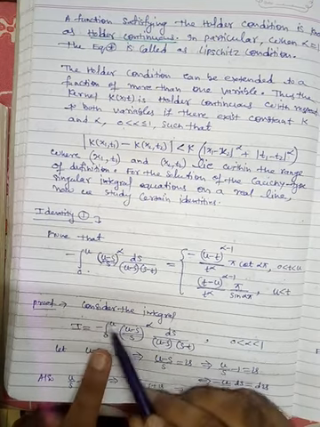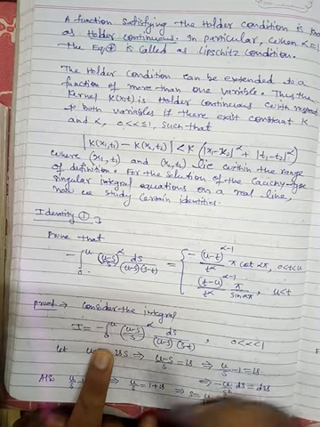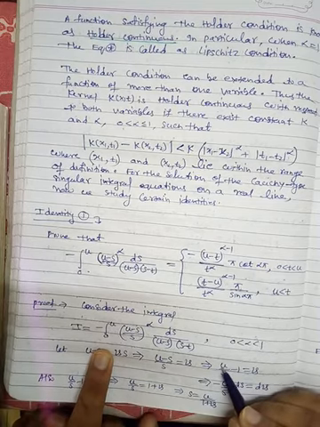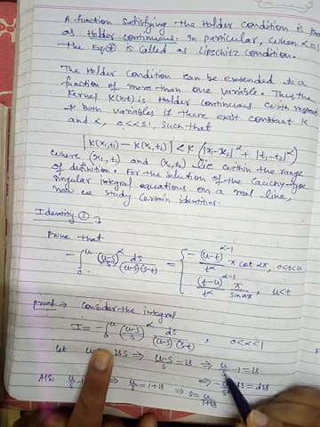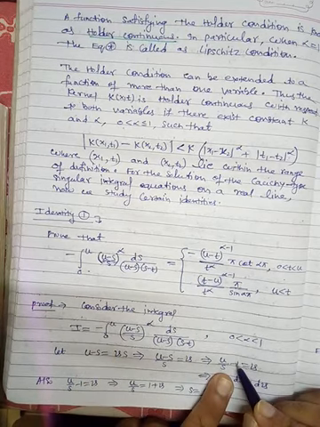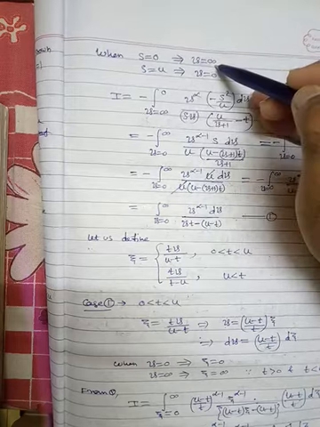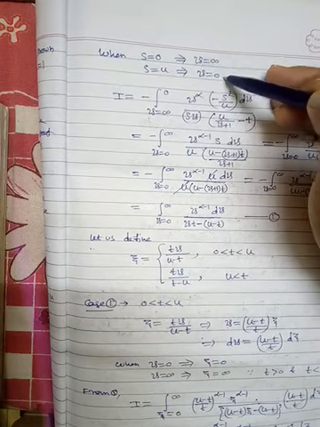When s is u, when the value of s is equal to u, then u cancels out with u, and the value of v will be 1 minus 1, which is 0. Okay, so here we have this. At s equal to 0, v is infinite. At s equal to u, v is 0.